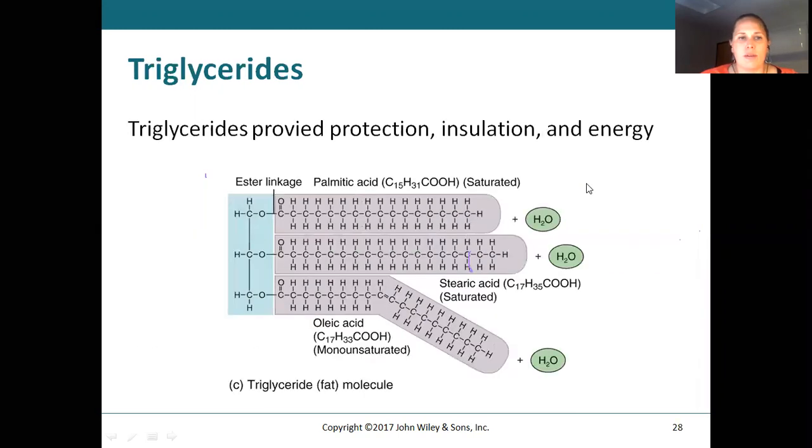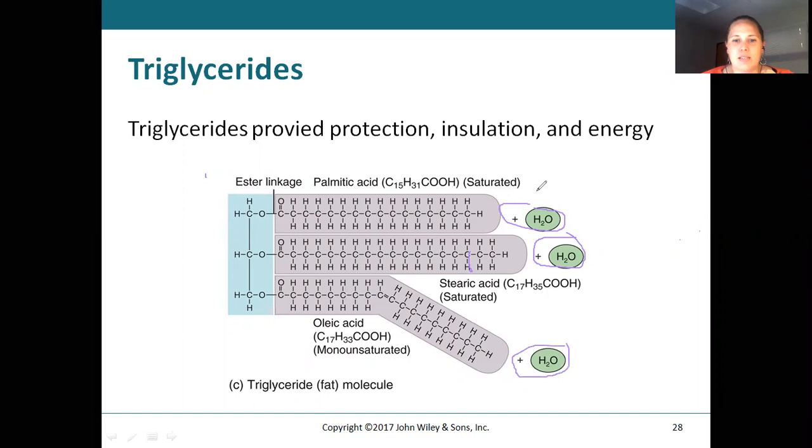Okay, so these are fatty acids. Triglycerides have tri, meaning 3. They provide protection, insulation, and energy. Triglycerides have those 3 legs hanging off of them, and you can see here with the addition of each one of those legs, dehydration synthesis has occurred, so water is being lost through the addition of that leg.